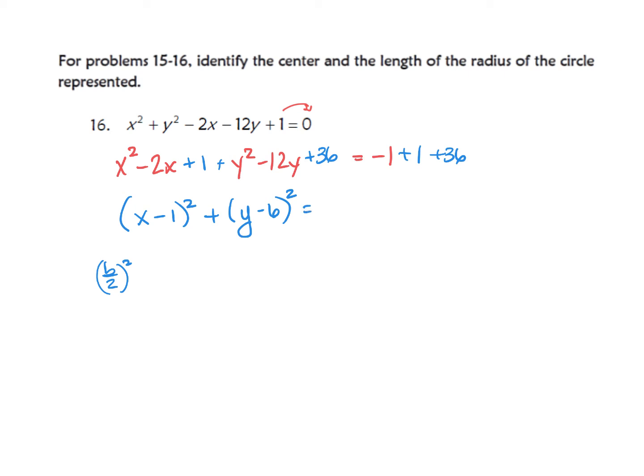Equals, now on the right hand side I have 36. So now I can read my center. That lies at positive 1, positive 6, and my radius is the square root of 36, or 6.